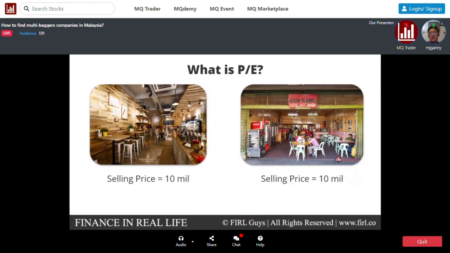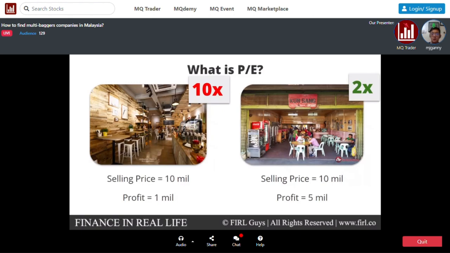Imagine two coffee shops, both Kopitiam, but one is a cafe, the other one is a Kopitiam, both earning the same profit. If the cafe is selling for 10 million ringgit, but the Kopitiam is selling for 5 million ringgit, obviously you would prefer the Kopitiam. Because one is selling for 10 times PE, the other one is selling for 2 times PE. So in the first case, it takes 10 years for you to get back your money, and in the second case, it takes 2 years. This is the basic idea of PE ratio, for those of you who have never heard.